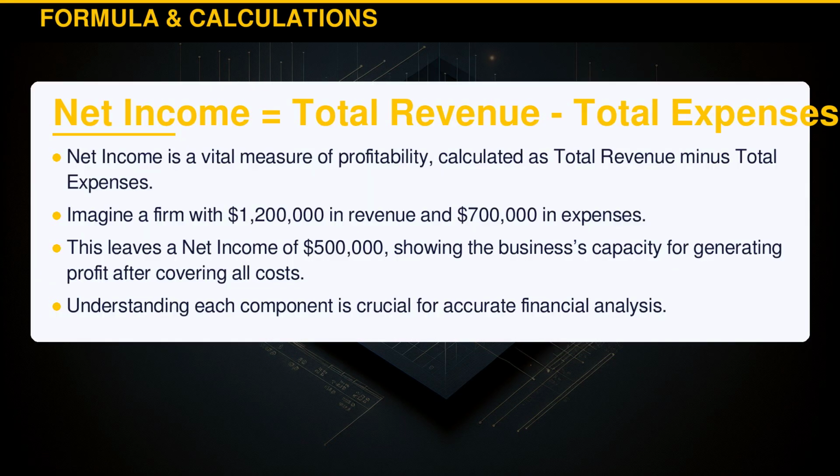Net income is a vital measure of profitability, calculated as total revenue minus total expenses. Imagine a firm with $1,200,000 in revenue and $700,000 in expenses. This leaves a net income of $500,000, showing the business's capacity for generating profit after covering all costs. Understanding each component is crucial for accurate financial analysis.